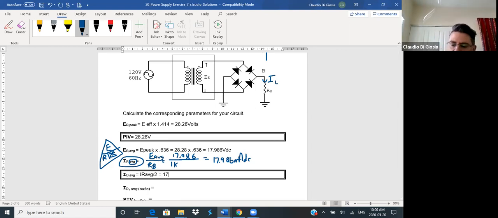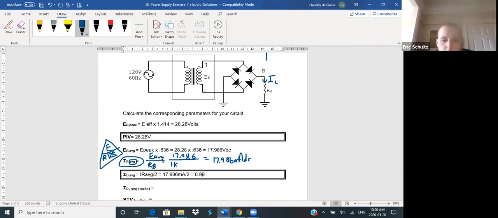So I'm going to take the 17.986 milliamps DC, and I'm going to divide by 2, which will give me 8.993. Oh, actually, just going back for a second to the previous one. It's 17.98. What's that?